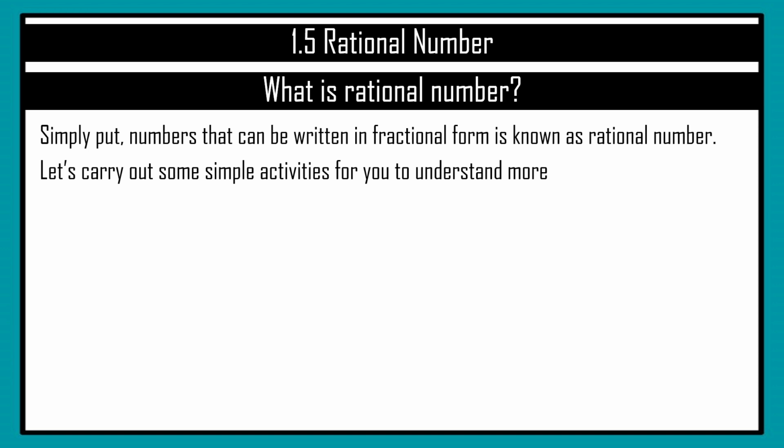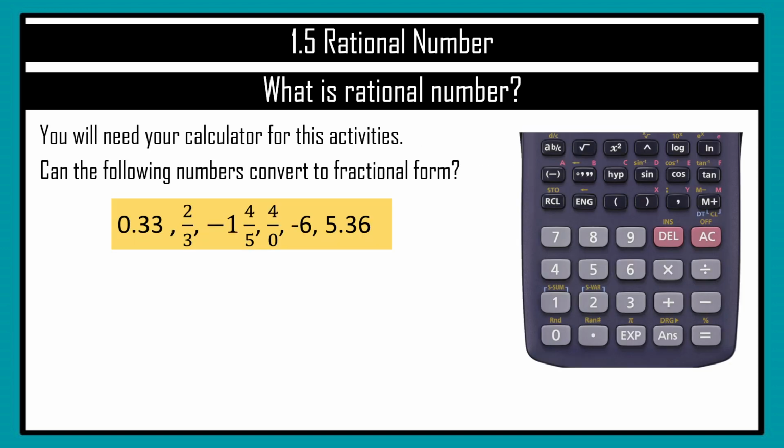What are rational numbers? Simply put, they are numbers that can be written in fractional form. We are going to carry out some simple activities for you to understand more. Get ready with your calculator. We are going to convert the numbers in the yellow box into fractional form.